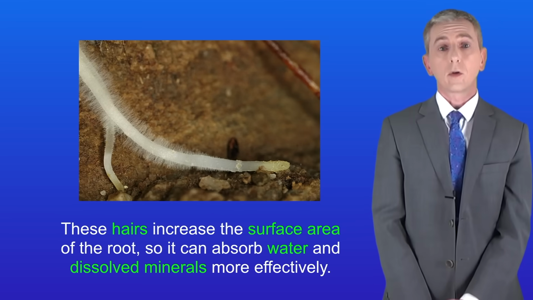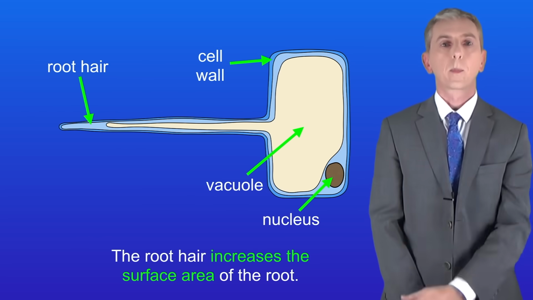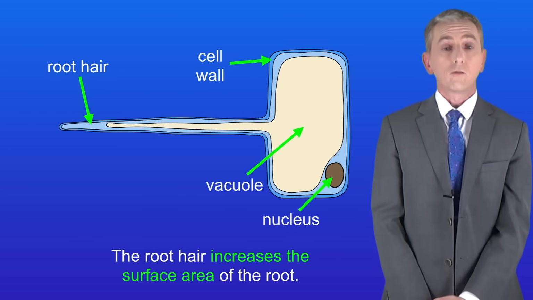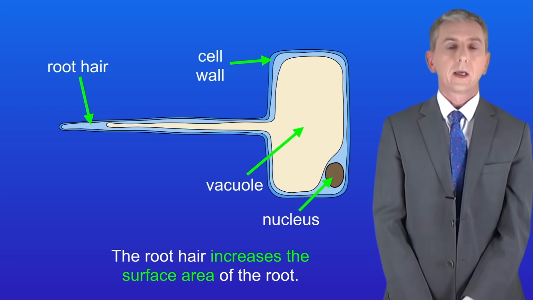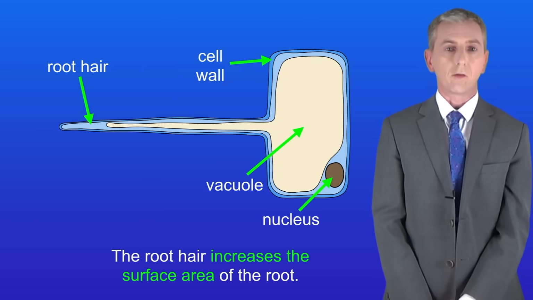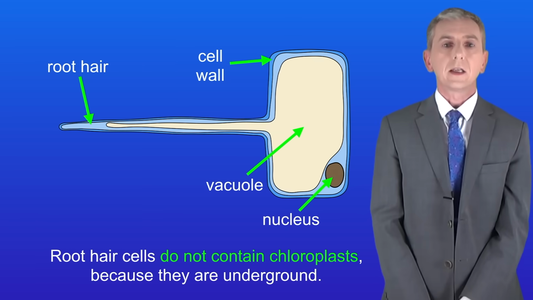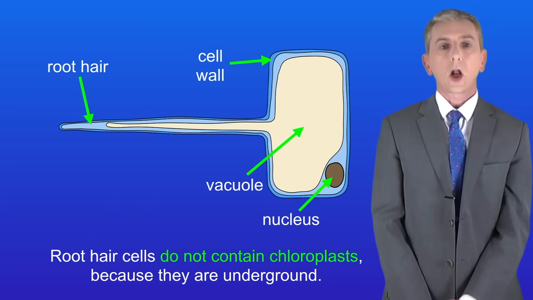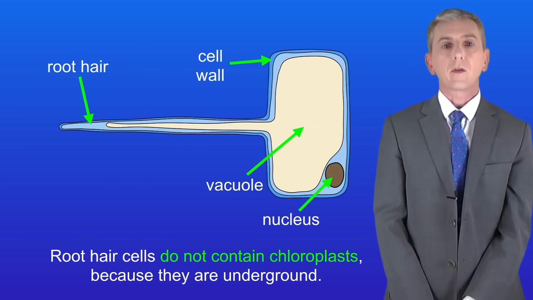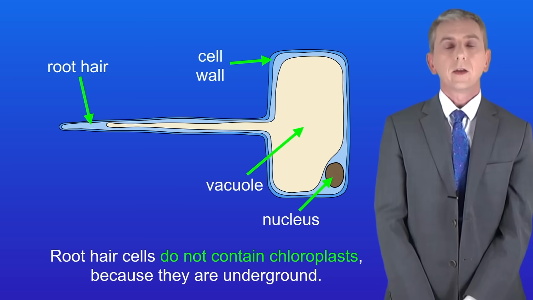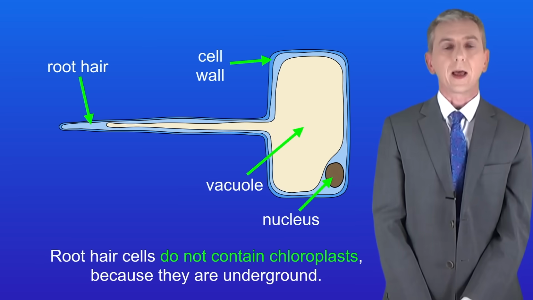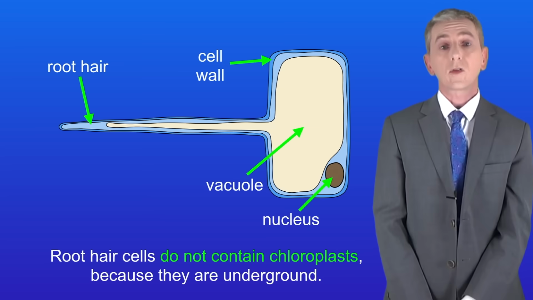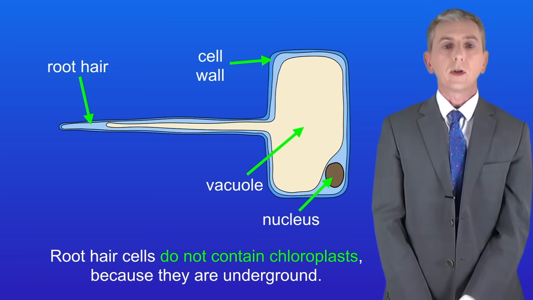Now these hairs are formed on root hair cells, and I'm showing you a drawing of a root hair cell here. So the first key feature of the root hair cell is the root hair. And as we said, these increase the surface area of the root. The second key feature is that root hair cells do not contain chloroplasts. Remember that chloroplasts contain chlorophyll, and they're the sites of photosynthesis. Now photosynthesis requires energy from light. Root hair cells cannot carry out photosynthesis because they're underground, so they've got no need for chloroplasts.